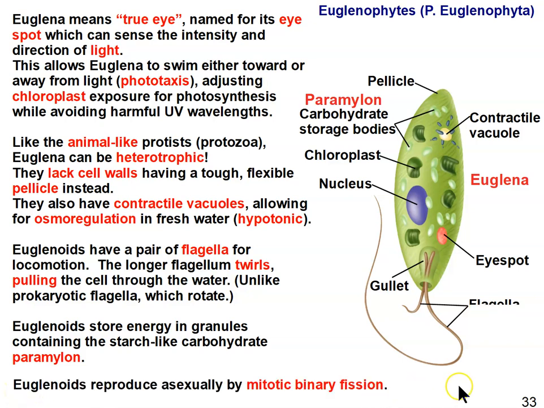And finally, when these guys reproduce, they reproduce by mitotic binary fission, just like we saw in the protozoa, the animal-like protists. And we see that in a lot of the algae, but some of the algae can also reproduce sexually. We'll be looking at that when we get to those algae.